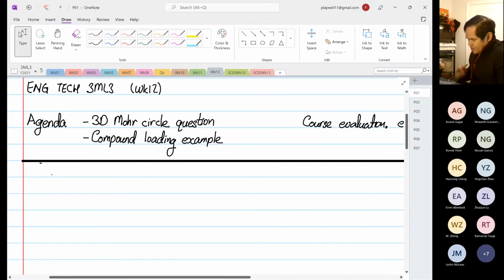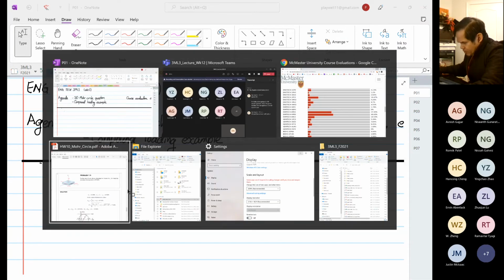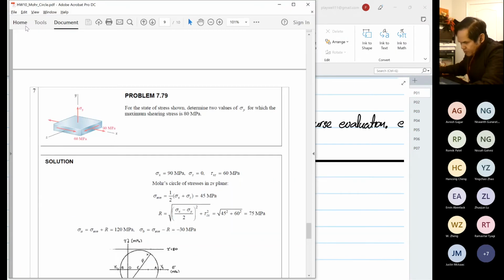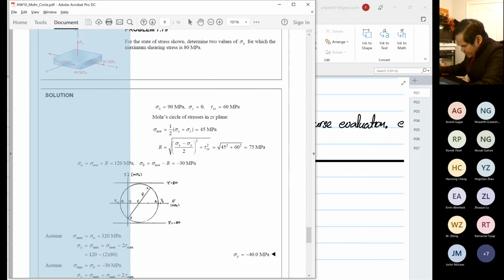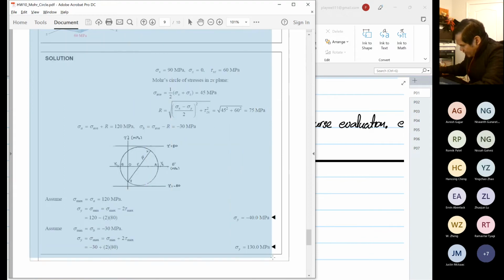Recording now. Okay. So today we're going to do a 3D Mohr's circle question. I'm going to do the one a lot of students ask, then I will look at the one Enrich asked. Okay, so let's look at this question. The answer looks simple. Like always, the answer looks simple, but the question is why.